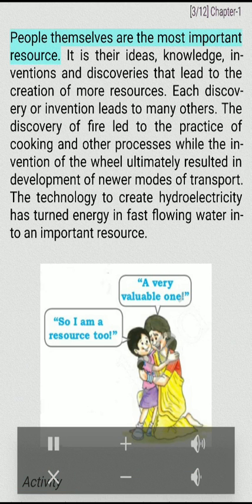People themselves are the most important resource. It is their ideas, knowledge, inventions and discoveries that lead to the creation of more resources. Each discovery or invention leads to many others. The discovery of fire led to the practice of cooking and other processes, while the invention of the wheel ultimately resulted in development of newer modes of transport. The technology to create hydroelectricity has turned energy and fast-flowing water into an important resource.